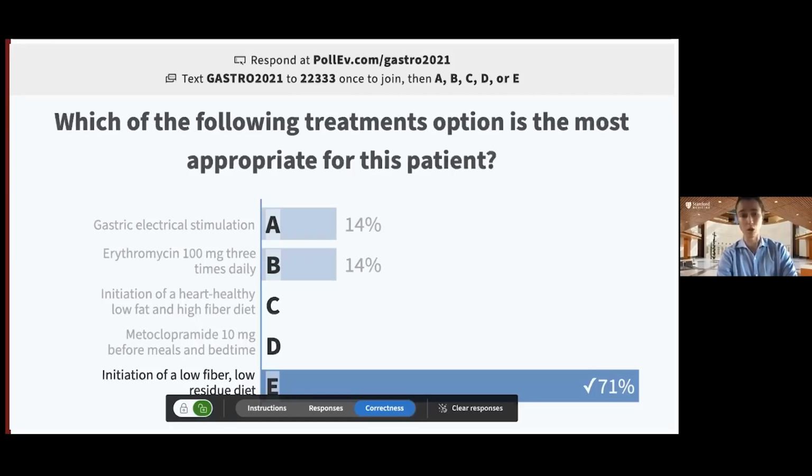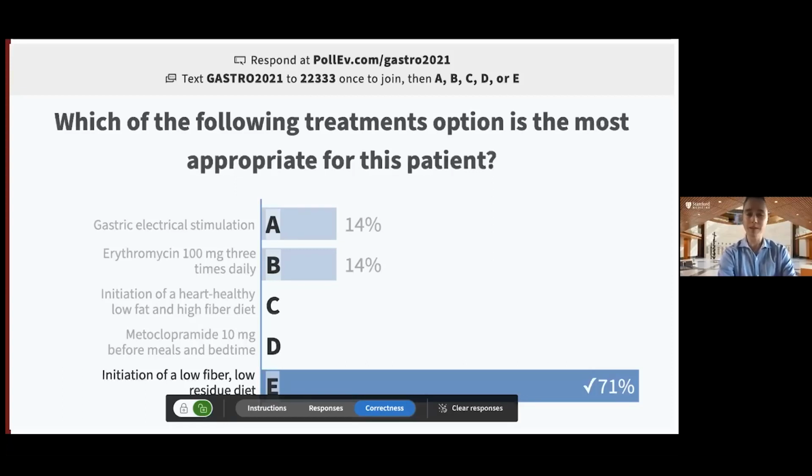Letter D is metoclopramide, 10 milligrams before meals. So this is actually an appropriate therapy for many gastroparesis patients, but in this case, metoclopramide has a risk of tardive dyskinesia, and this risk is much greater in patients with underlying neurologic disorders of motor disorders like Parkinson's disease. So in a patient with Parkinson's, metoclopramide would be contraindicated. And therefore, the last option is the appropriate answer, which is a low fiber, low residue diet.